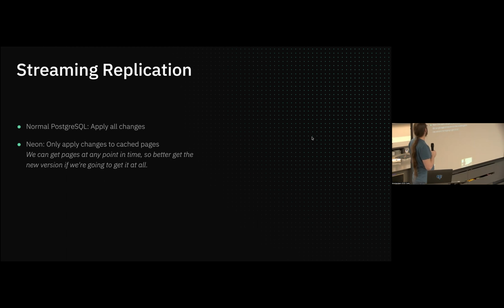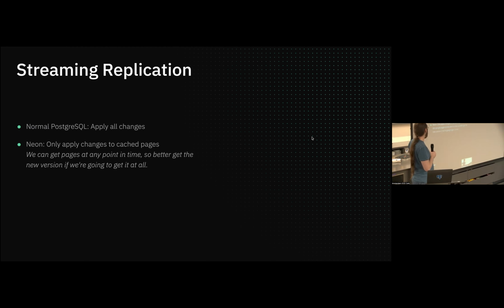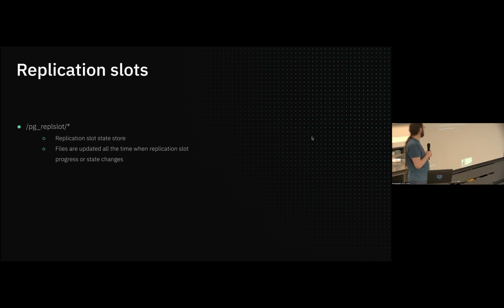Other issues, the streaming replication or physical replication. Normal Postgres applies all changes. We don't want to do that because we have limited resources available, we have limited network bandwidth available, and we already have all pages. We can already query pages at every point in time, so we just skip all changes that we don't have in cache. So we will request the correct version later. We don't care. The WAL will already be replayed by the page server if we need to, and if we don't have it in cache, then probably no one needed it. So, yeah.